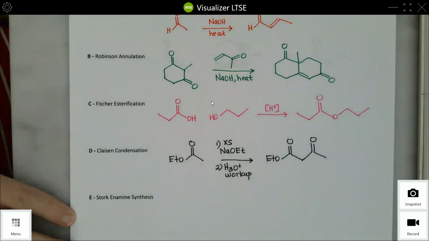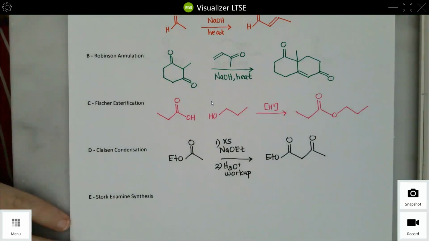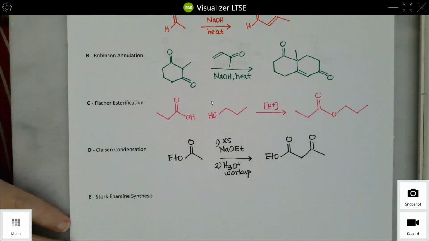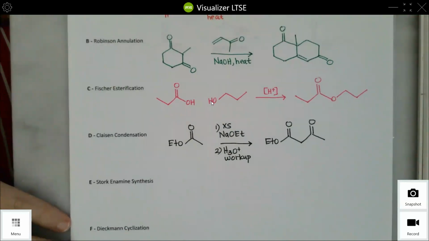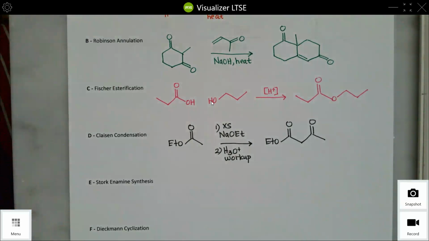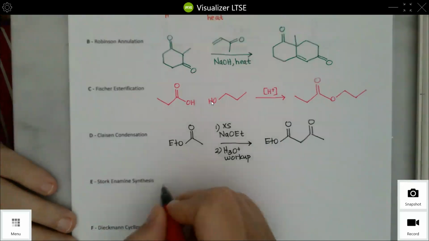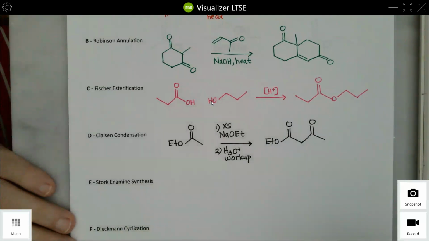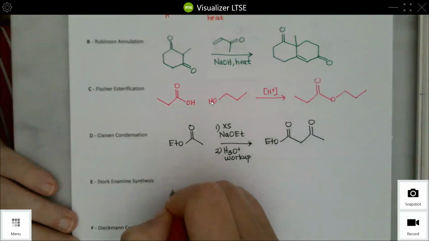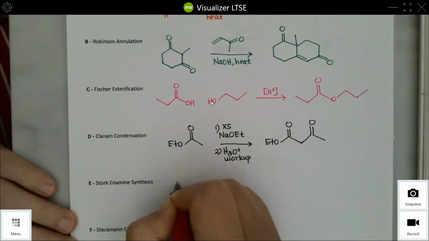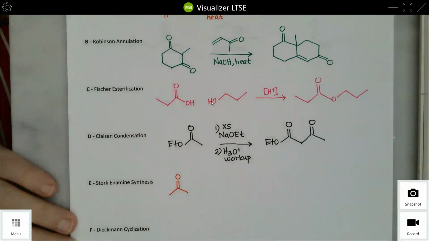Okay, moving on to the Stork enamine synthesis. We want to start with some sort of unstabilized ketone, so only one carbonyl, because we are going to be doing a Michael reaction, but with an unstabilized ketone. A simple example would be maybe just acetone, a very simple ketone here.